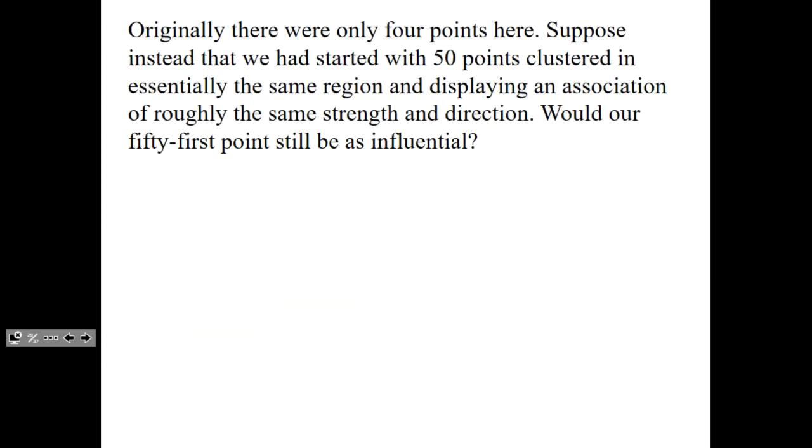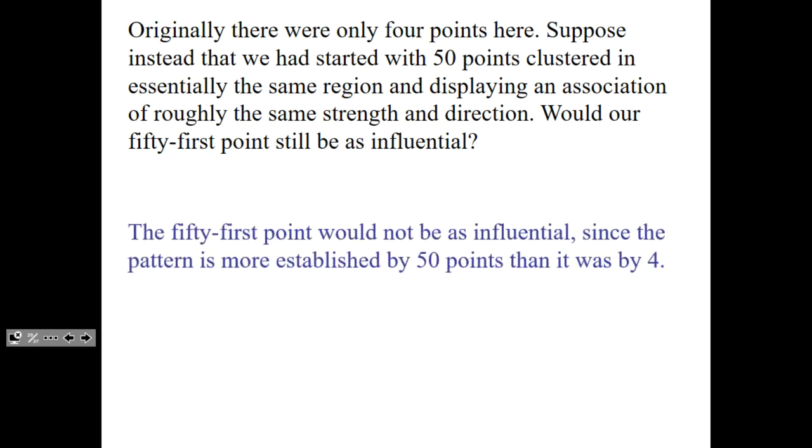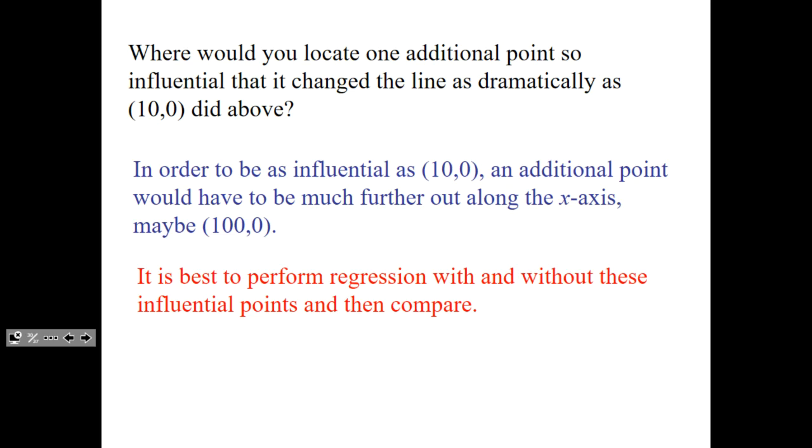Originally, we only had 4 points. Well, for a moment, let's say I had 50. Now I put all 50 in kind of the same spot. Okay. And then I want to see a point, a 51st point, what would happen for it to be influential? Well, if we have 50 points all in the same spot, all in the same area, that 51st point is probably not going to be very influential because it has to break the pattern that 50 points have made. Okay? It's easy to break a pattern that 4 points make. But a pattern made up from 50 points already? No. It'd have to be significantly different.